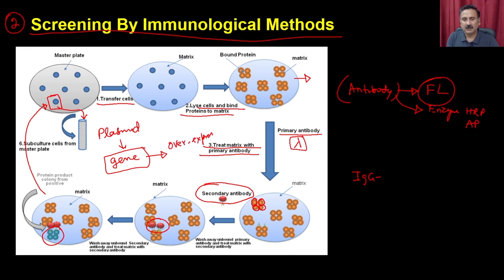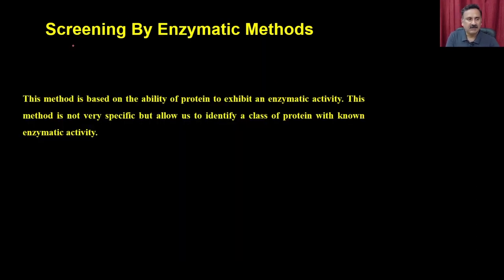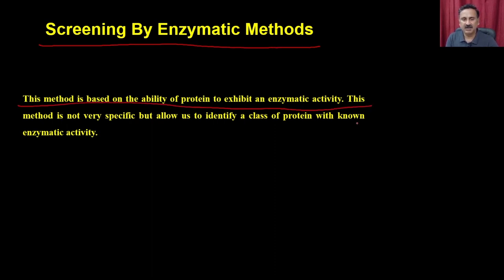So these are the two very popular methods: either the immunological method where you use the antibody as a probe, or the DNA probes. Apart from that, you can also use screening by the enzymatic method. This method is based on the ability of a protein to exhibit an enzymatic activity. This method is not very specific, but it allows us to identify a class of protein with a known enzymatic activity. In this case also, you are going to have the same steps.